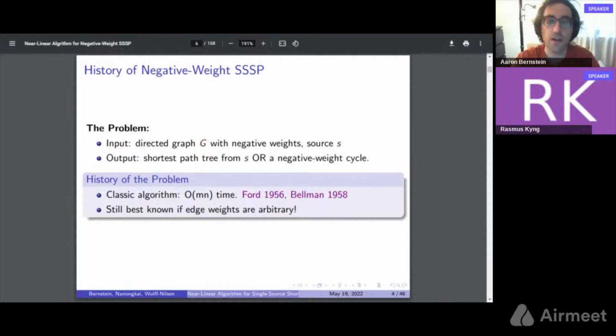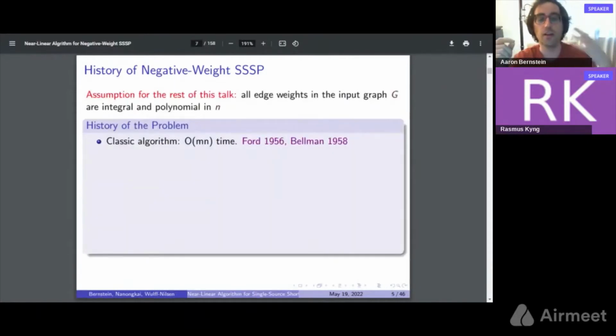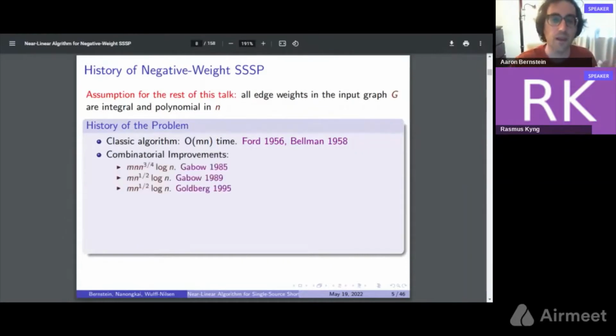And for this reason, all future work has focused on the natural setting of assuming you have integral edge weights that are polynomial in n. And in this case, you can do better. I want to briefly talk about the history of the problem. There are basically three phases. The first phase is the classic algorithms, and this gets mn. Then in the 80s and 90s, there are combinatorial improvements, and these go down all the way to m root n.